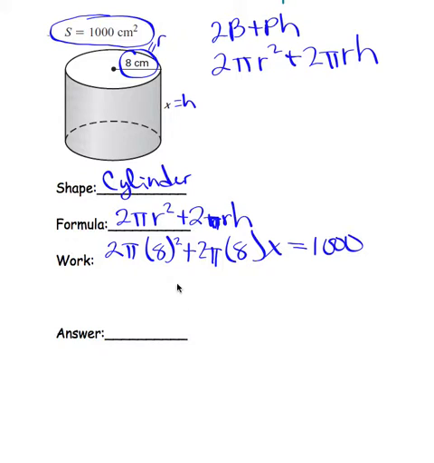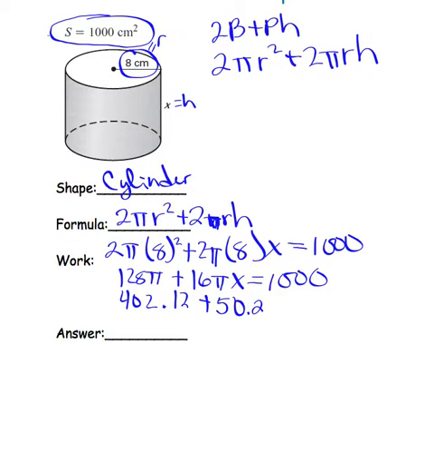So simplifying here, 8 squared is 64. 64 times 2, 128 pi. 2 pi times 8 times x can simplify to 16 pi x equals 1,000 there. So I'm going to have to, at this time, put pi into the calculator. So 128 times pi, and it'll just be easier dealing with decimals, 402.12. 16 pi is 50.27.